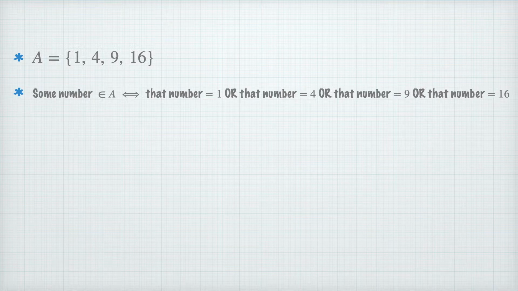Now, let's say that the number in A could actually possibly have two values. Maybe it could either be valued at 1 or it could be valued at 9. And well, the statement some number in A would still be considered true because it doesn't matter whether it's 1 or whether it's 9, it's still going to be in A. So you see, that's pretty much how the in operator works.